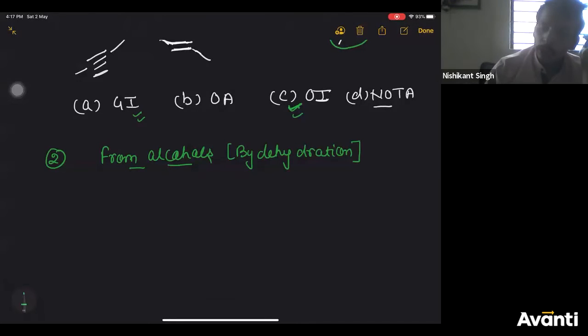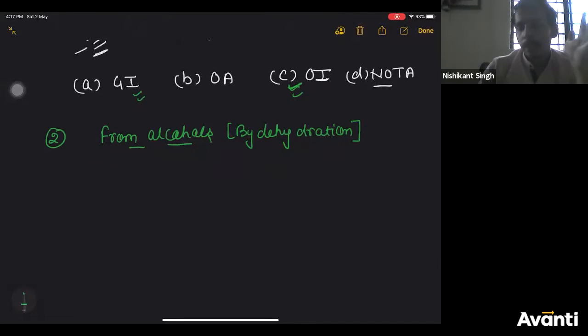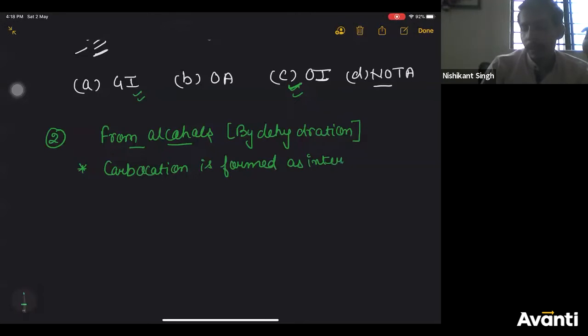See this reaction carefully, students. Before the beginning of the reaction itself, I'll write one statement here: carbocation is formed as an intermediate in this reaction. In this reaction, what do you form as intermediate? Carbocation.